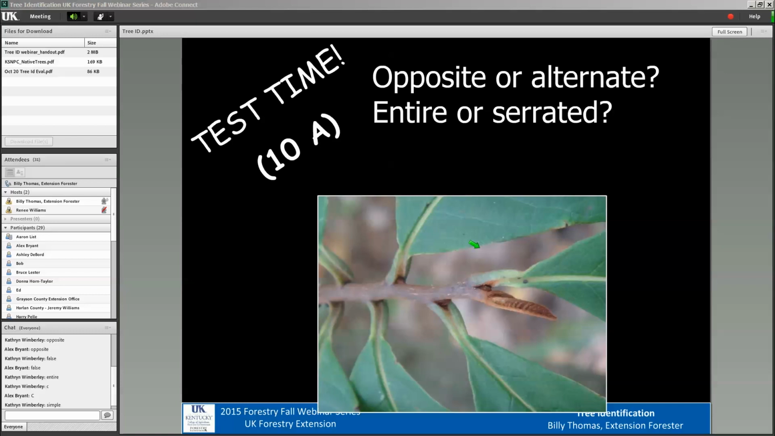Is it opposite or alternate? So again, we look for the bud location. So there's the bud right there. Yep, these are alternate. Now what about the leaf margin? What do we look for there? It's entire or serrated. So this is an entire margin. Excellent.